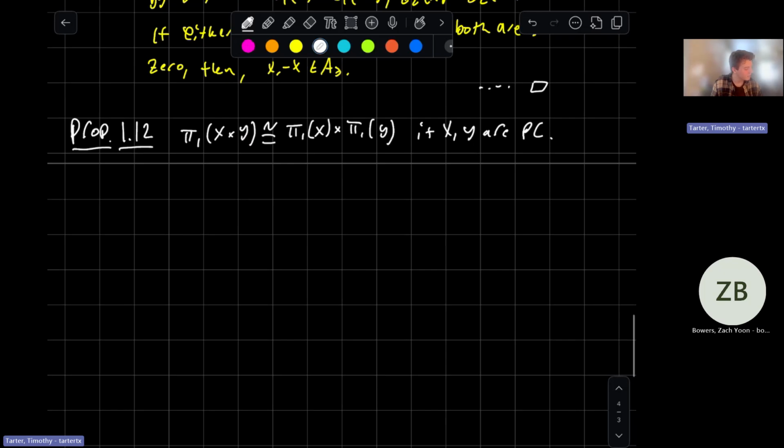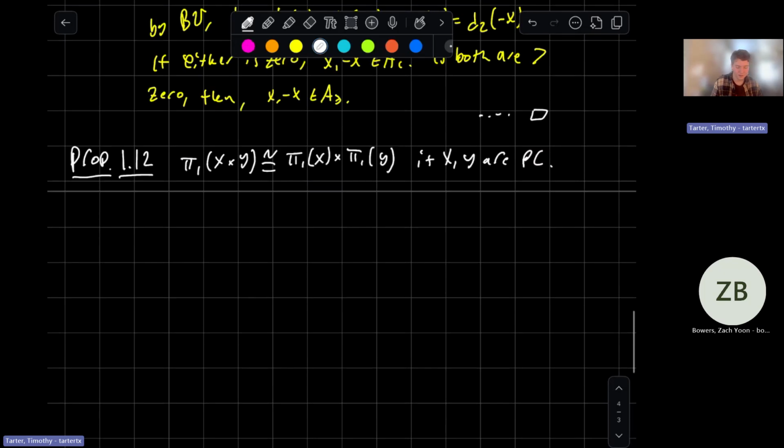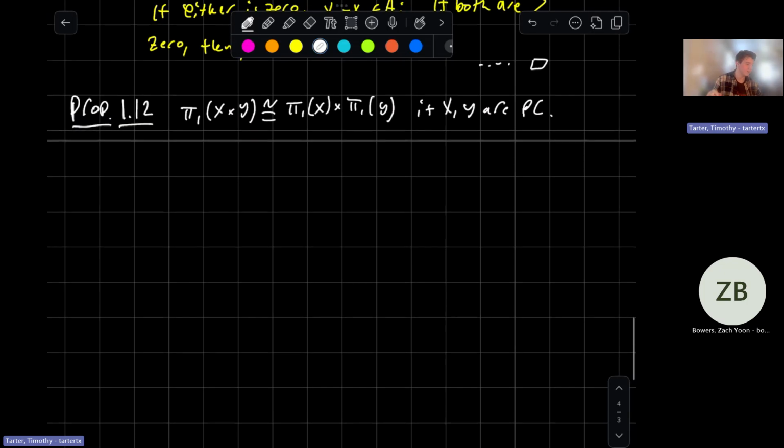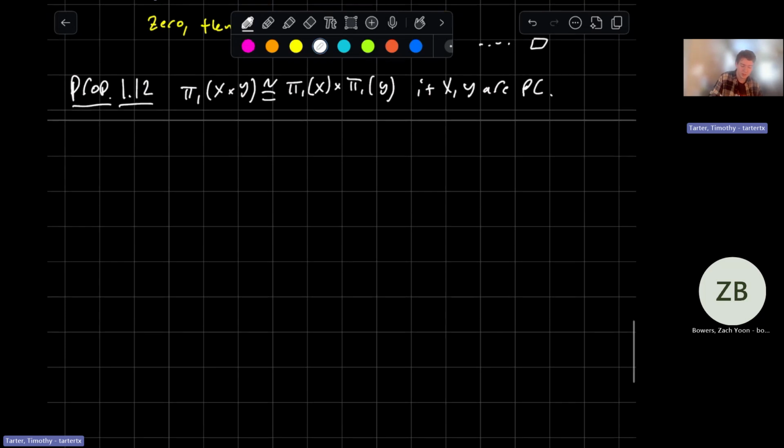So this is where I'm actually going to take the time to talk about the universal property of products, and then I'm going to show this in the category of topologies, because this is something useful for general knowledge. So, universal property of products and fiber products.